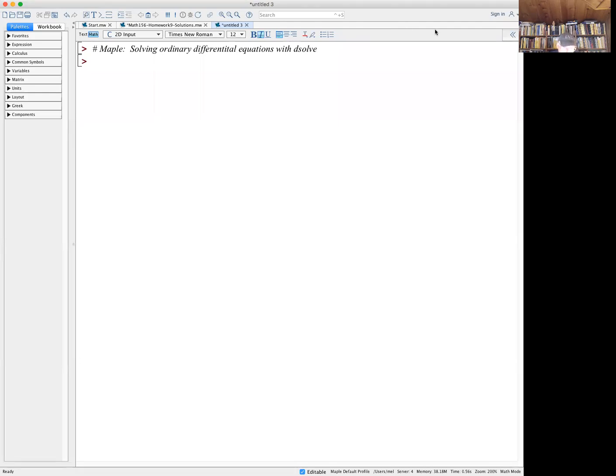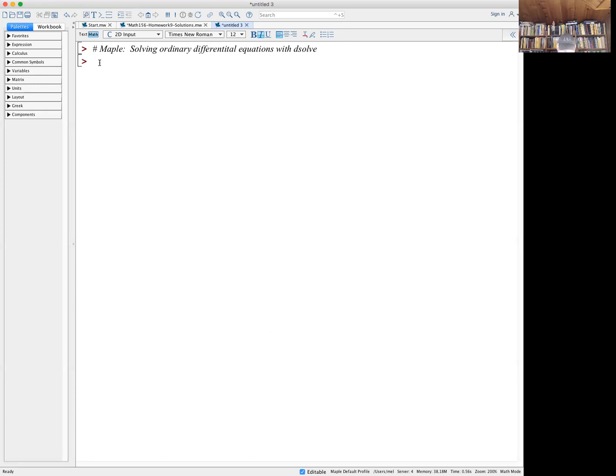All right, this is a short lesson on how to solve differential equations in Maple in an extremely simple way. So in Math 176, second semester calculus, there is a section on solving ordinary differential equations, and let me explain how to do it. So first we have to define an ordinary differential equation.